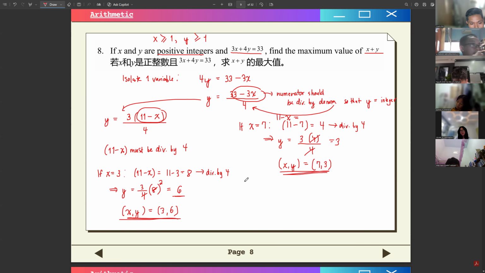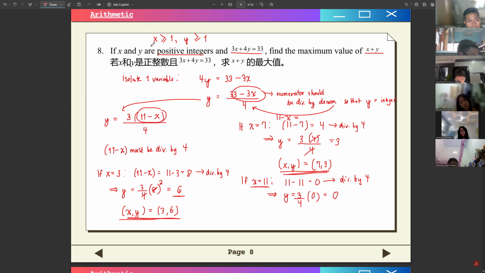What else? We can still have 11. No? 11 minus 11 is 0, which is divisible by 4. But take note, if we set x equal to 11, our y becomes 0. This will become 11 minus x is 0, which is not possible because our y should be a positive integer. So this is not possible. So these are the only two possible solutions.